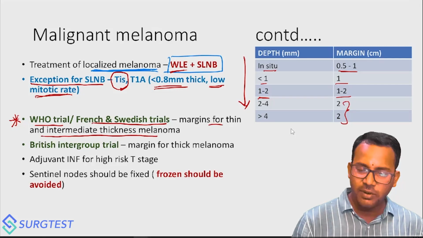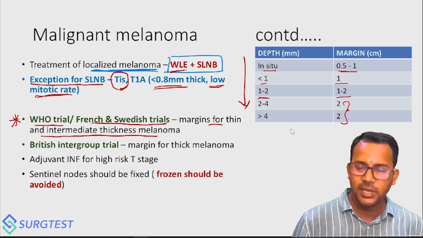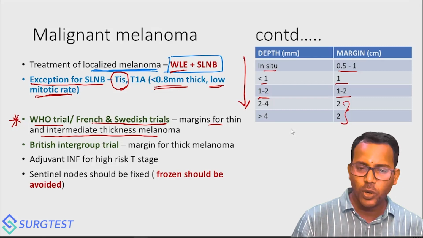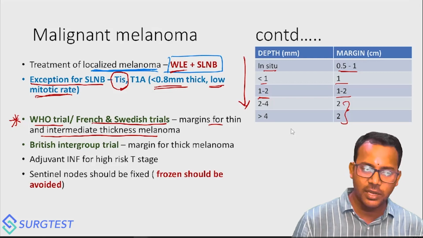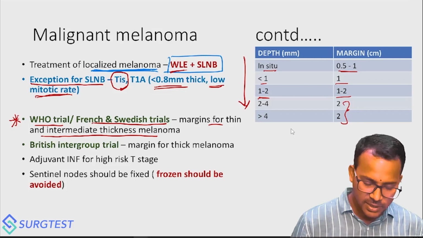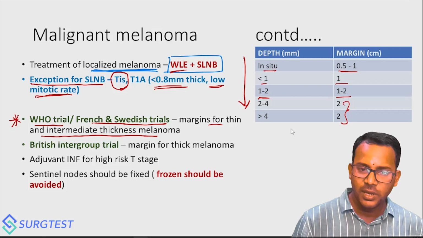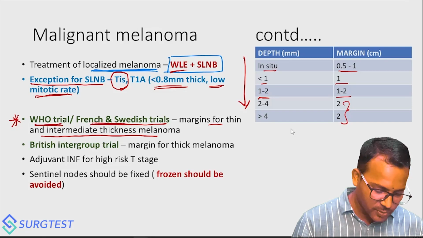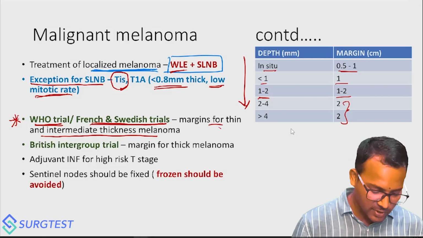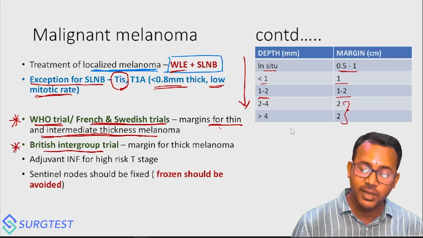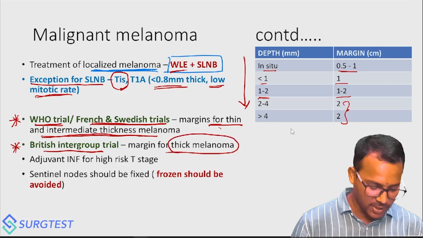You see, T1 lesions are your thin melanomas, T2 and T3 are your intermediate thickness melanomas, and T4 are your very thick melanomas. Thin, intermediate, and thick. Thin is T1, intermediate is T2 and T3, and T4 is thick. Okay, so the WHO and the French or Swedish trials have given the recommendations for margins for thin and intermediate thickness melanoma. The British intergroup trial has given the recommendation for thick melanomas. Okay, this is what you have to remember.